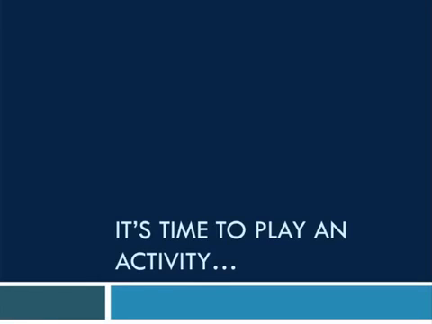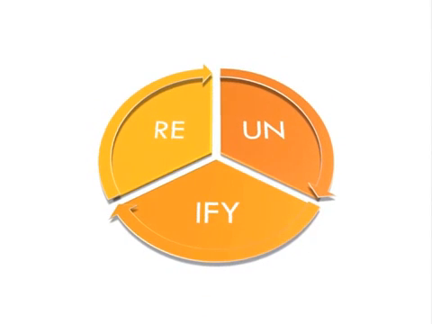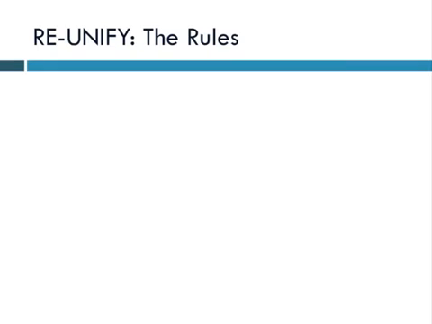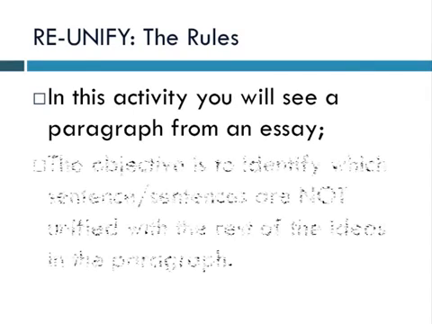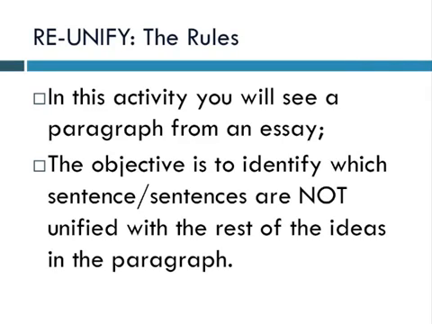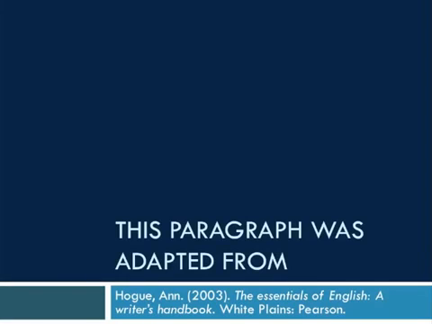So, let's try another activity. This activity we're going to call Reunify. Now, the basic idea is you're going to see a paragraph from an essay. The objective is to think about which sentence or sentences are not unified with the rest of the ideas in the paragraph. Now, this paragraph was adapted again from an excellent textbook by Anne Hogue called The Essentials of English. So if you haven't gotten this book yet, I would highly recommend it.